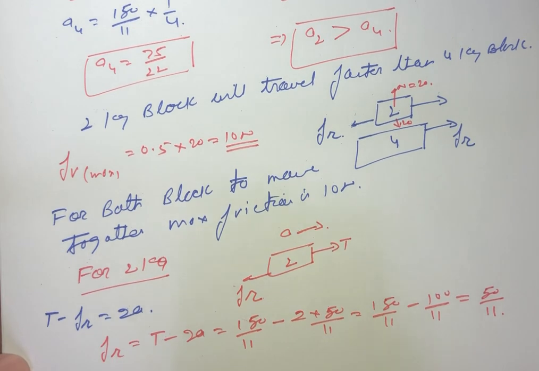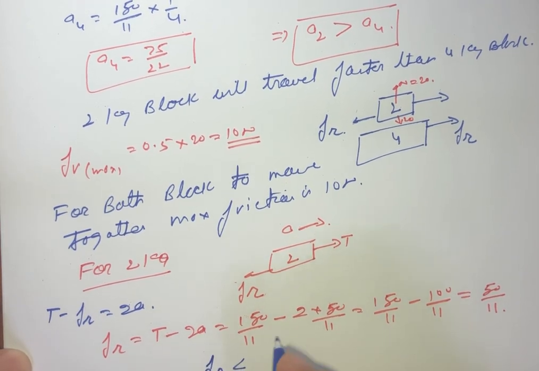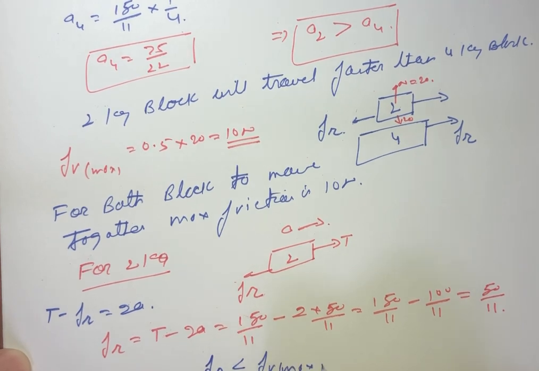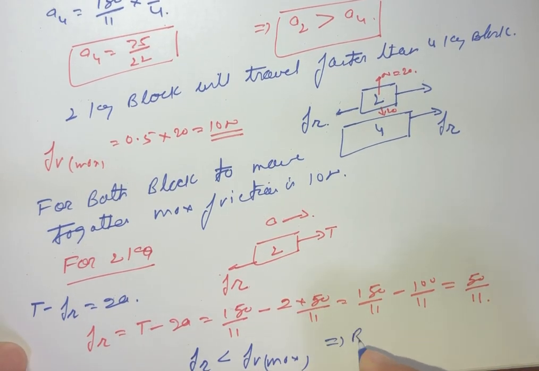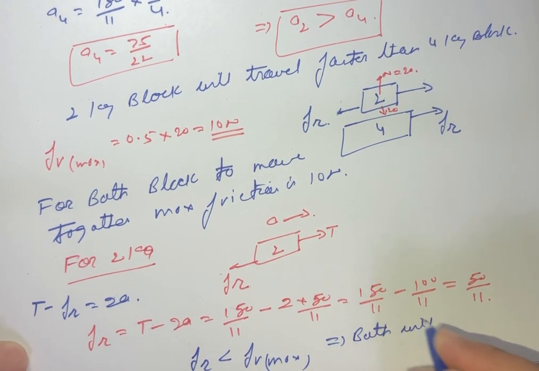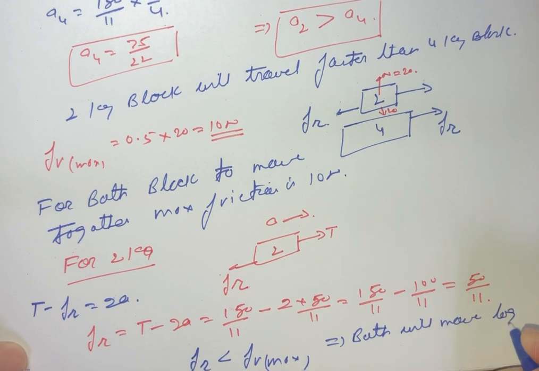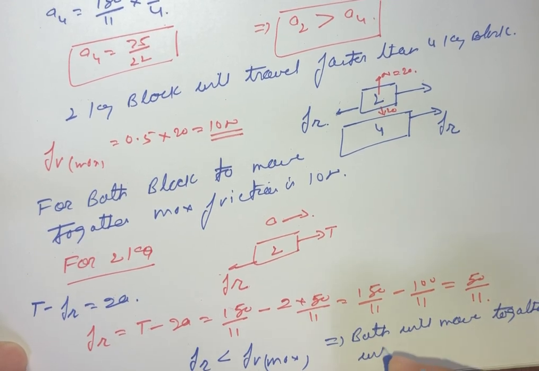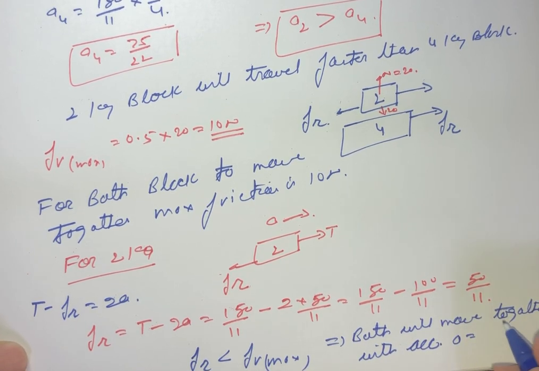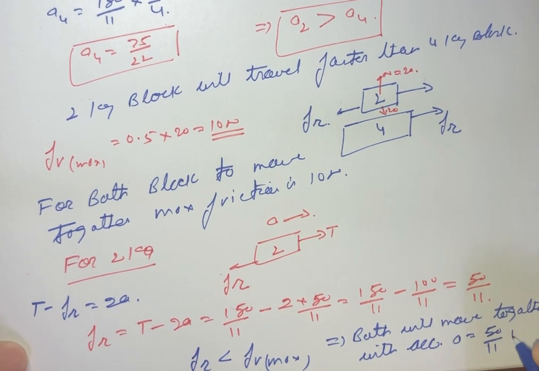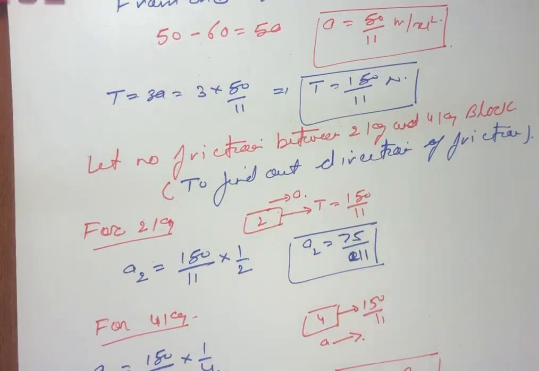So it means the value of Fr is less than our Fr max. It means required friction is less than maximum friction. So both will move together with acceleration A, which is equal to 50 by 11 meter per second square. And find out the value of tension also.